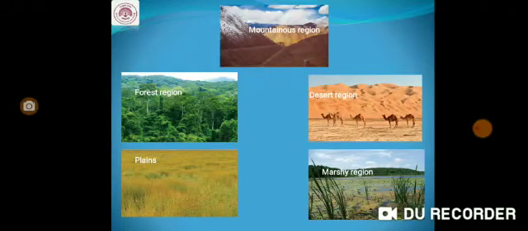These are a few diagrams which are given on page number 46. The first one is a mountainous region. The second one is forest region. Third one is plains. Next, desert region and marshy region.